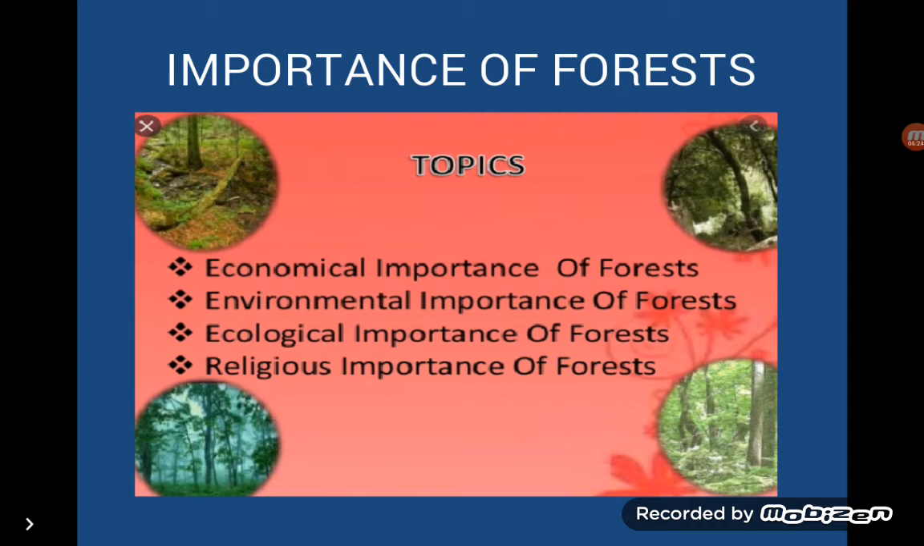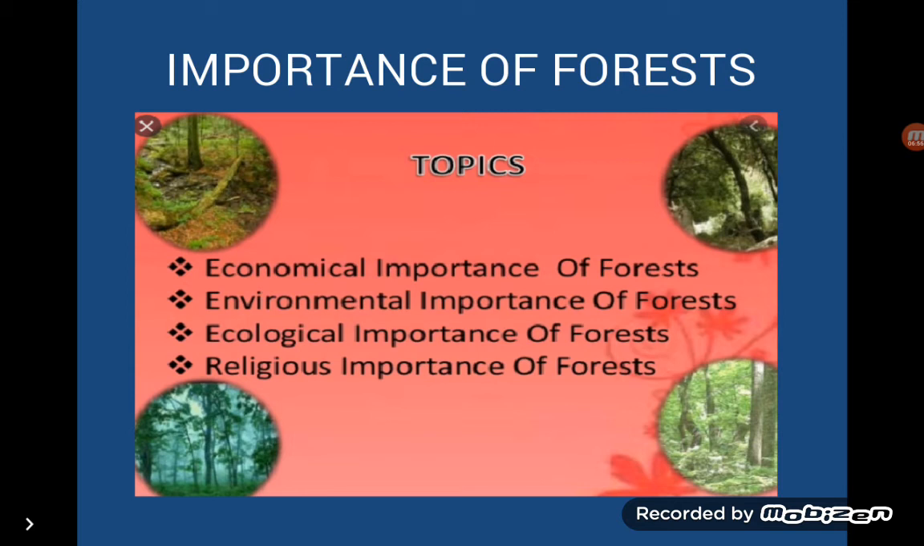Replenishment of groundwater and prevention of floods. In a forest, rainwater does not hit the forest floor directly. Instead, it falls on the leaves of the trees and plants of the forest. The rainwater then slowly drips down the leaves onto the forest floor and seeps into the soil. Thus, forests prevent floods and replenish the groundwater, and forests also prevent soil erosion.